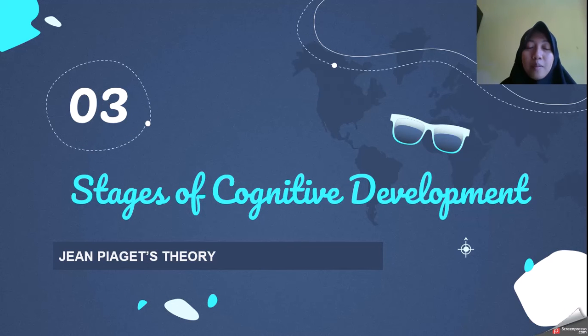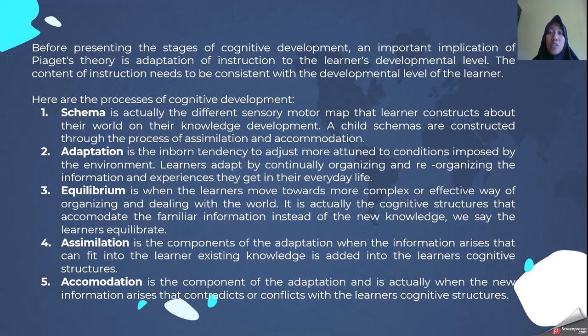For this part, I'm going to give the explanation about stages of cognitive development, but it's only based on Jean Piaget's theory. Before talking about the stages of cognitive development, actually Piaget's theory is the adaptation of instruction to the learner's developmental level. The content of instruction needs to be consistent with the developmental level of the learner. Then here are the processes of cognitive development.